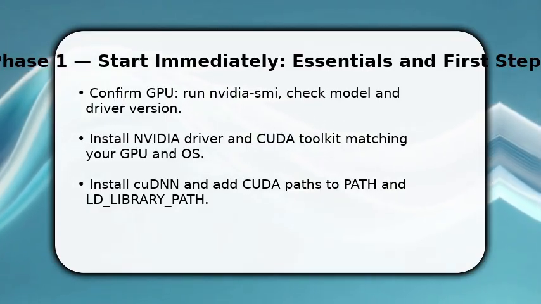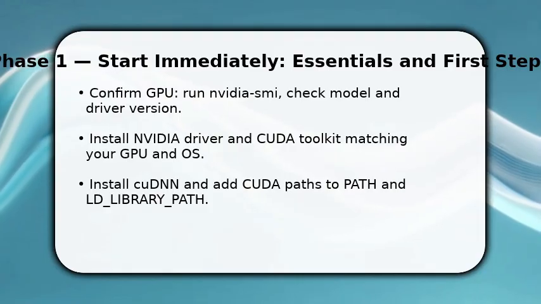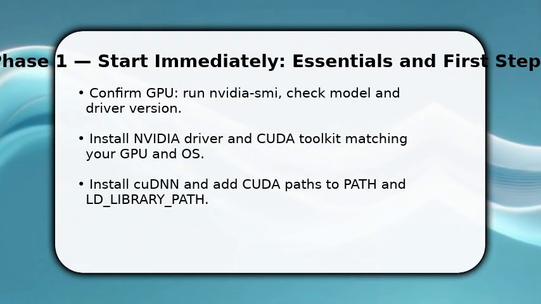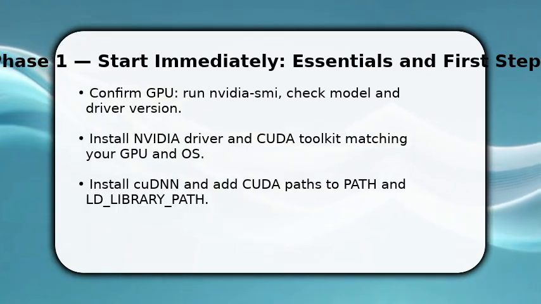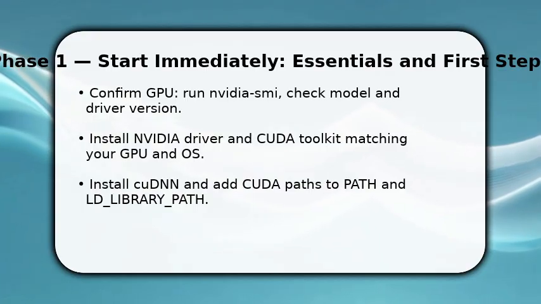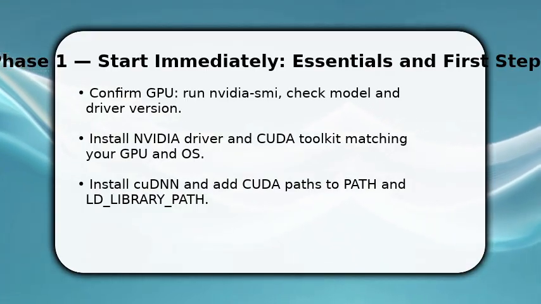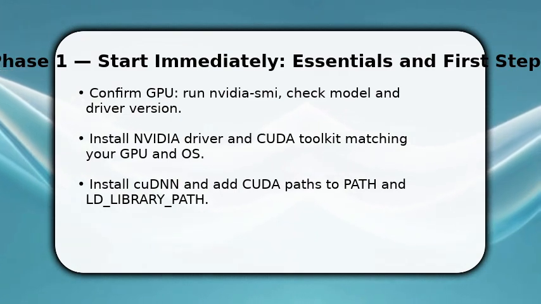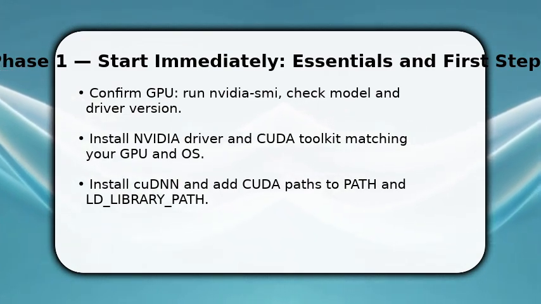This ensures kernel-level support. Then install cuDNN for deep learning libraries and update environment variables like PATH and LD_LIBRARY_PATH so Jupyter can access CUDA binaries. Once done, reboot if required, because kernel modules must load. Make sure your CUDA and driver versions are compatible to avoid subtle runtime failures.